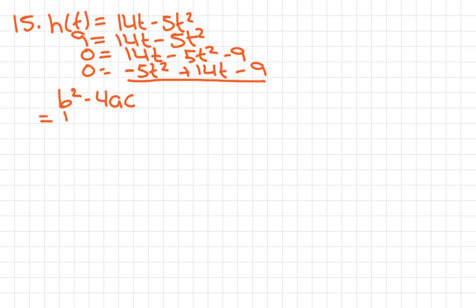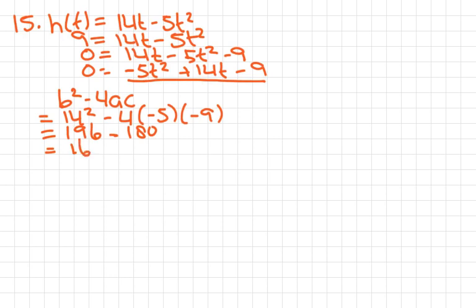So b is 14, so 14 squared minus 4 times a, which is negative 5, times c, which is negative 9. So 14 squared is 196, minus 4 times negative 5 times negative 9, which is 180, and the result is 16. That's a positive number, so therefore, yes, the projectile can reach this height. It can reach 9 meters.